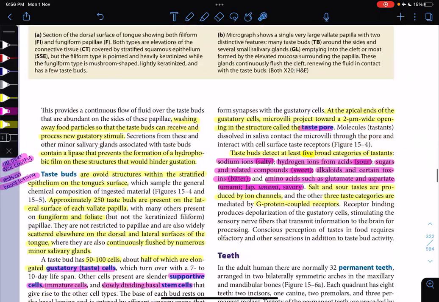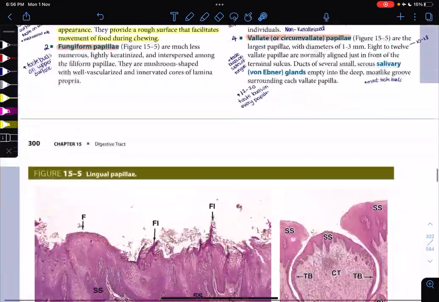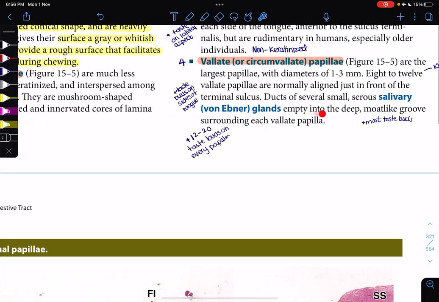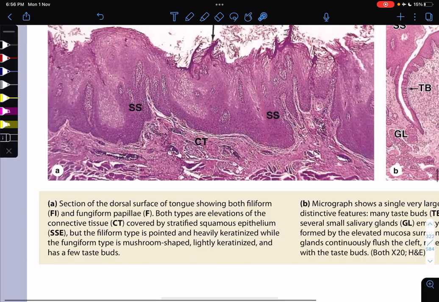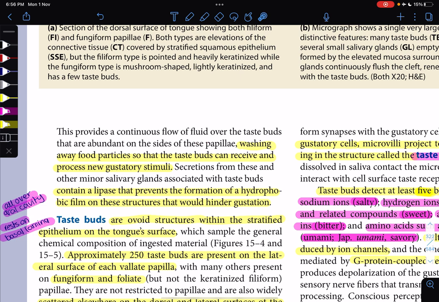Okay, so ال salivary glands which empty into the deep moat-like groove بالفالت بابيلا provide a continuous flow of fluid over the taste buds that are abundant on the sides of these papillae, washing away food particles so that the taste buds can receive and process new gustatory stimuli. Gustatory, يعني tasting. So it stimulates the gustatory cells عشان يصير في عنا tasting. So لازم يجي عليهم saliva نفس ما نعرف. So the saliva flowing into the groove helps in gustation.